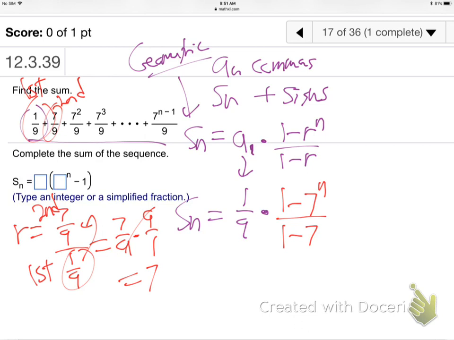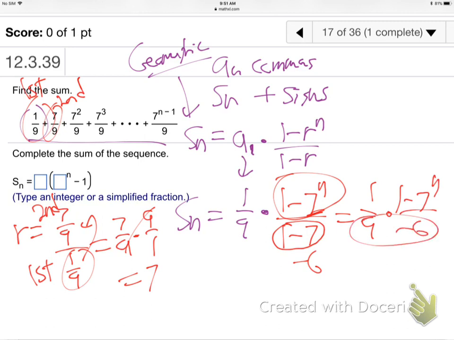Everybody good? Now, I can do this, the 1 minus 7, I can subtract that and get negative 6, but I cannot subtract the 1 minus 7 to the n on the top because this one has an n power on it, so it has to stay as it is, huh? So then I get 1/9 times 1 minus 7 to the n over negative 6, and then I can just multiply those two. They're just both denominators. They can just multiply together. And so S sub n is 1 over minus 54, 1 minus 7 to the n. Are we doing okay so far? 6 times 9, 54, negative 6 times positive 9 is negative 54 in the denominator. We good to there so far?